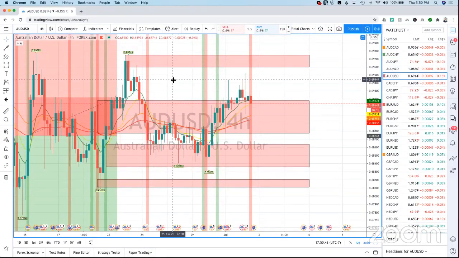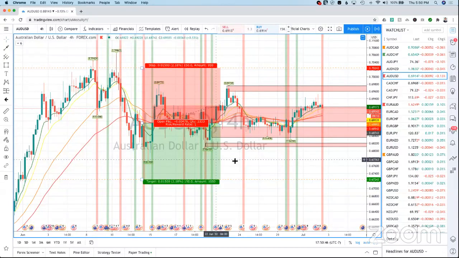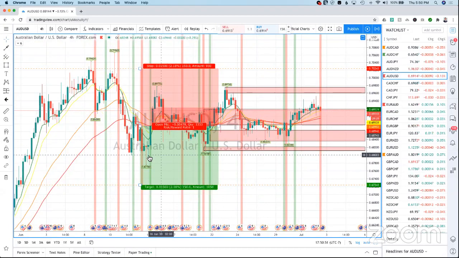Same with AUD/USD. I think AUD/USD hit TP1 actually. Yeah, it did. So it hit TP1 a long time ago. So if you guys still have this open, you've been holding on to it for way too long. We entered this trade on the 12th, so it's about 2-3 weeks ago.